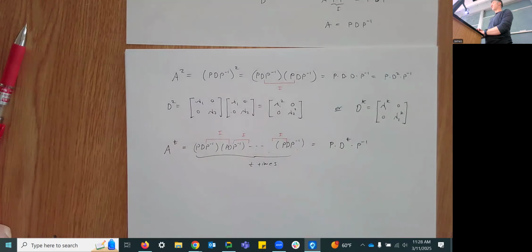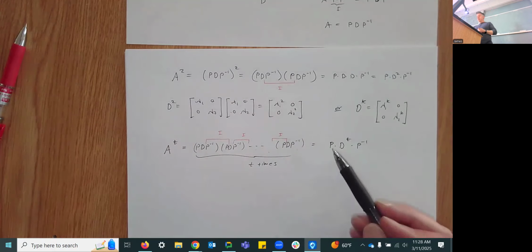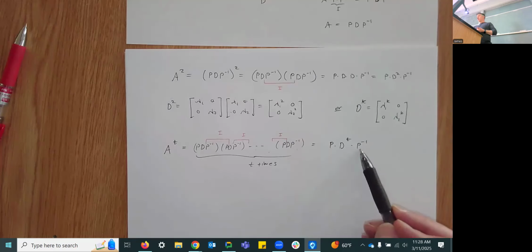So if you want to raise a matrix to a really big power, what we do is we rewrite that matrix as P times the diagonal matrix times P inverse, and then you just raise the diagonal part to the really big power and multiply it off. It's still pretty gnarly calculation-wise, but it's much less terrible than it could be.